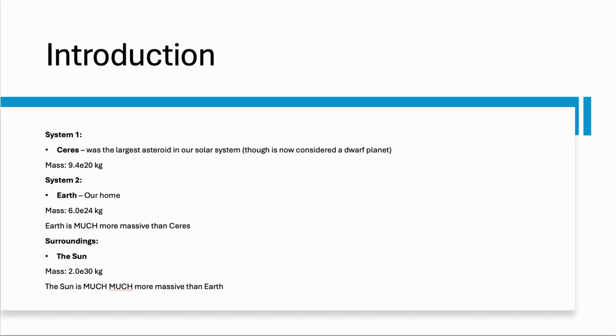So, in this lab, there were two initial systems. Ceres, which was the largest asteroid in our solar system, though it is now considered a dwarf planet. And there was also the Earth, System 2, which is our home. Earth is much more massive than Ceres. We also have surroundings, which is the sun. And the sun is, as you know, much, much more massive than Earth, and therefore much, much, much more massive than Ceres.